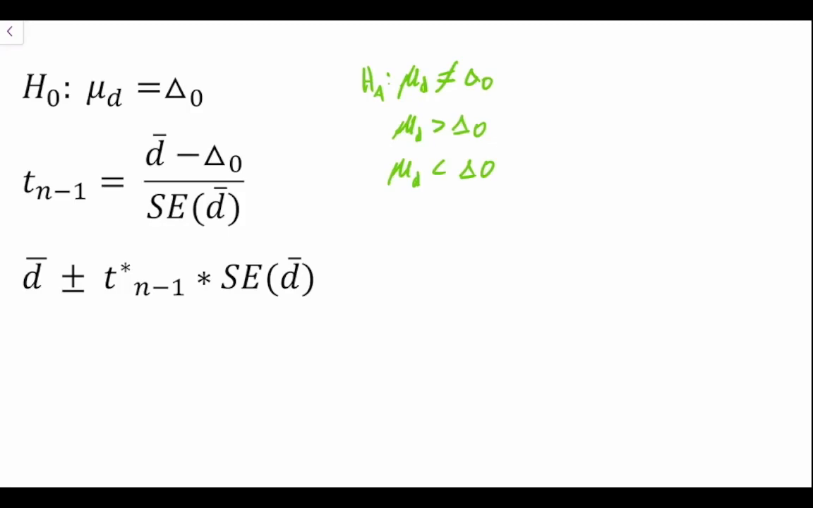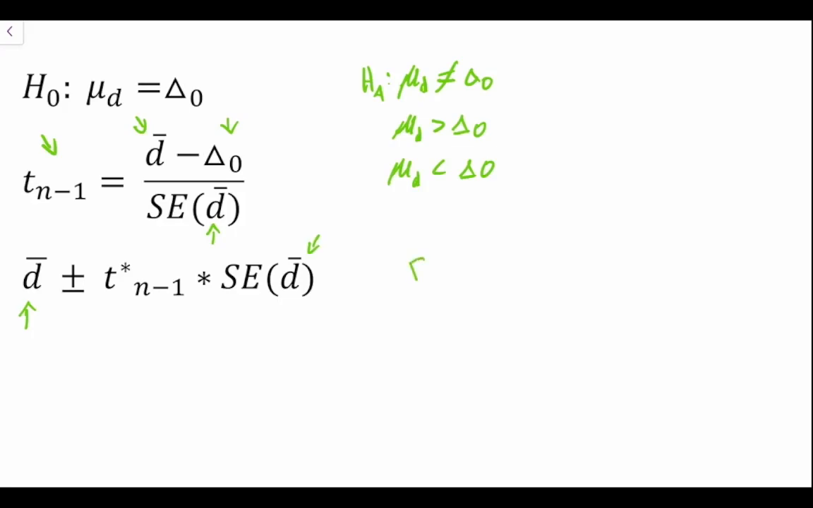We then have our t-statistic. It's probably redundant to say that we would calculate a t-statistic in a paired t-test, but our t-statistic at n-1 degrees of freedom is equal to the observed mean difference minus the expected mean difference, which is 0, divided by the standard error of the mean difference, the SE d bar. Our confidence interval is simply equal to the estimate of the mean difference plus or minus our t star at n-1 degrees of freedom times our standard error of d bar, or the mean difference.